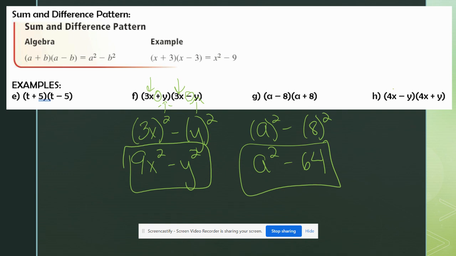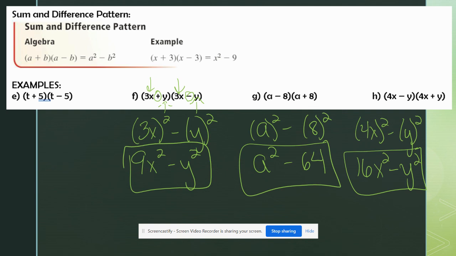Letter H, 4x and 4x, y and y, one's plus, one's minus, 4x squared minus y squared. 4 squared is 16. X squared is x squared, minus y squared, which is y squared. And that's it.